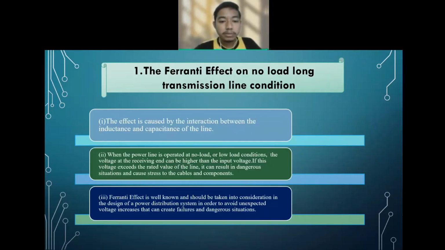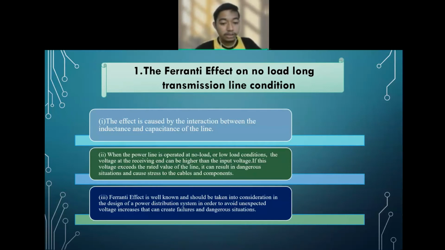The Ferranti effect on no-load long transmission line condition. One, the effect is caused by the interaction between the inductance and capacitance of the line. Two, when the power line is operated at no load or low load condition, the voltage at the receiving end can be higher than the input voltage. If the voltage exceeds the rated value of the line, it can result in a dangerous situation and cause stress to the cable and components.